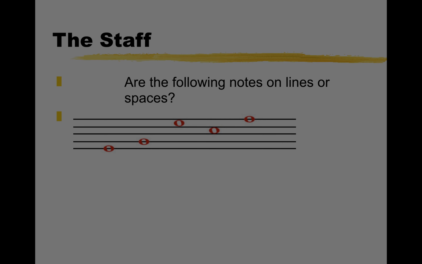So one of the important things to be able to do is just know whether a note is on a line or a space. So do you think this note is on a line or a space? It's on a line. And the second note, also on a line. This note is on a space. This note here, also on a space. And finally, that is a line note.